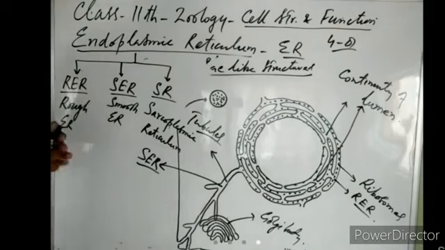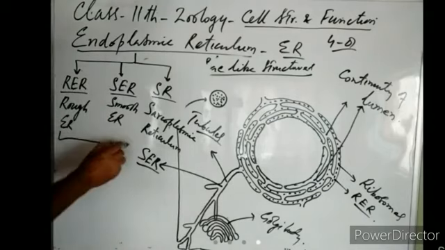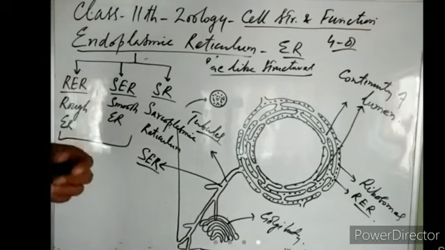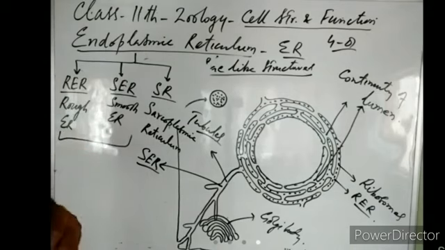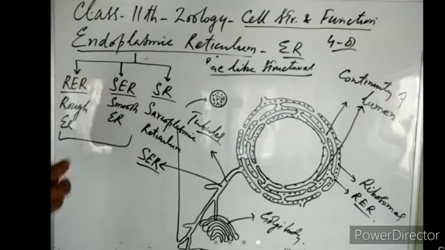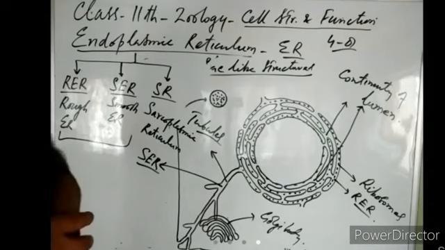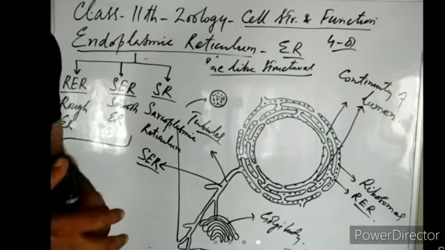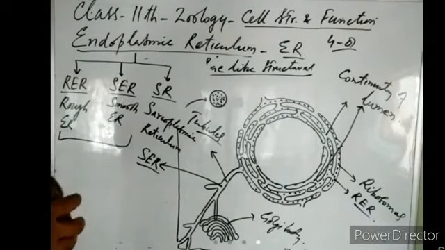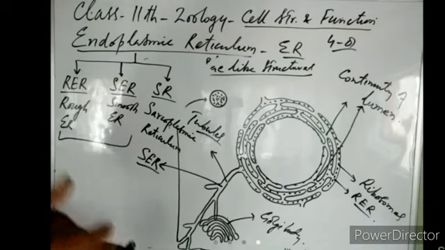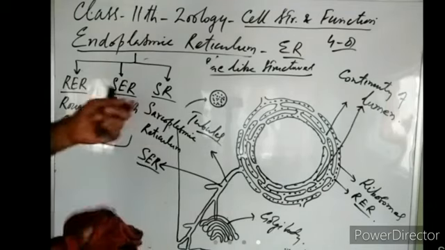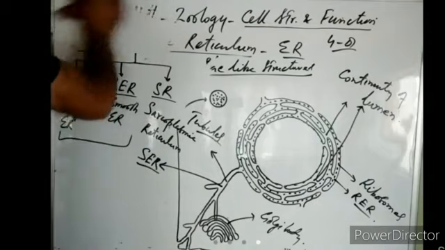Where do we find rough endoplasmic reticulum? Are these two types, rough and smooth endoplasmic reticulum, found together in a cell? Yes, they are found together in a cell, right? However, the content of rough endoplasmic reticulum or smooth endoplasmic reticulum varies according to the type of cell.